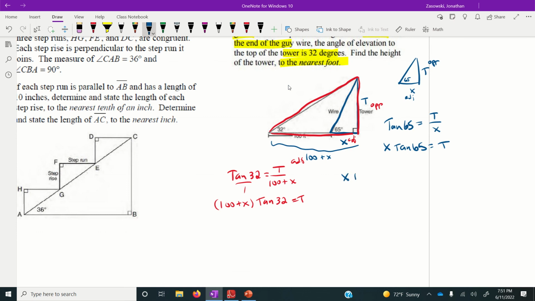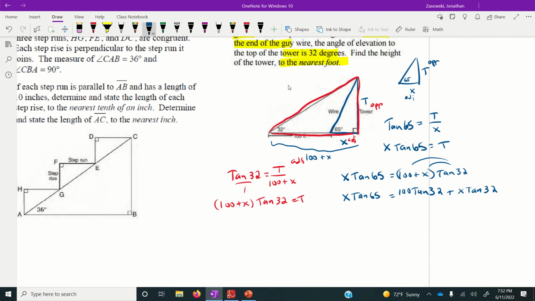So x times the tangent of 65 is equal to 100 plus x times the tangent of 32. All right, what we can essentially do is just solve for x. So if we distribute through, we're going to get x times the tangent of 65 is equal to the tangent of 32 times 100. We'll write 100 tangent 32 instead. It's going to be a decimal, so I'm going to leave it like this because it's more exact. Plus x times the tangent of 32.